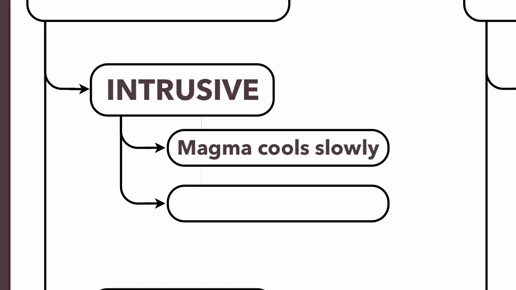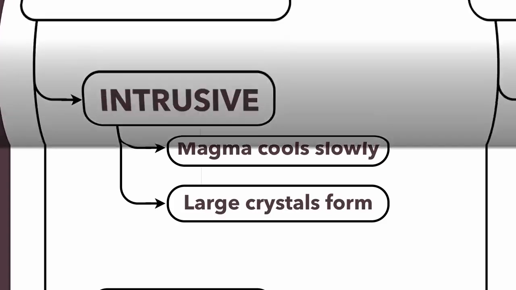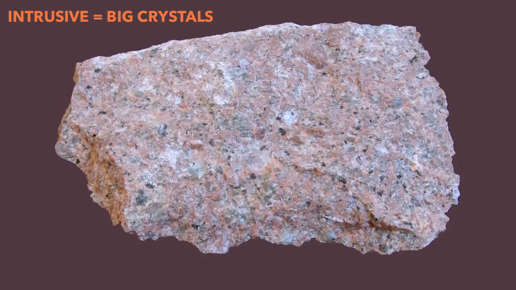And when it solidifies, it will allow minerals to form in crystals. But because it happens so slowly, those crystals are able to grow very large. And so intrusive rocks are always going to have very large crystals. Let's take a look. This is a piece of granite, and what you'll notice is that it's speckled. All of these speckles are different mineral crystals. The black is biotite mica, the pink is potassium feldspar, the white is quartz. But the fact that you can actually see them with the naked eye tells me that they're big enough to have cooled slowly inside the earth, and that this is an intrusive rock.